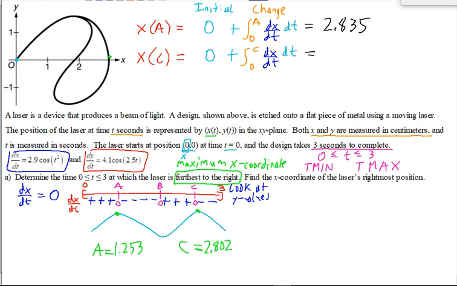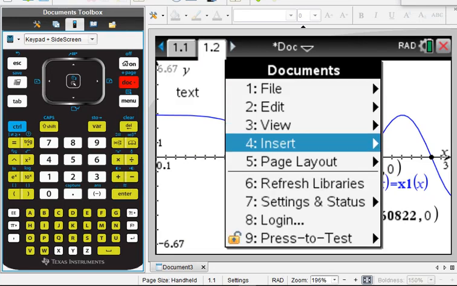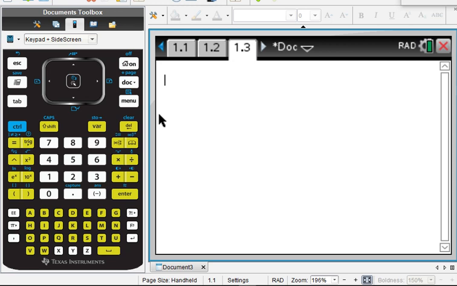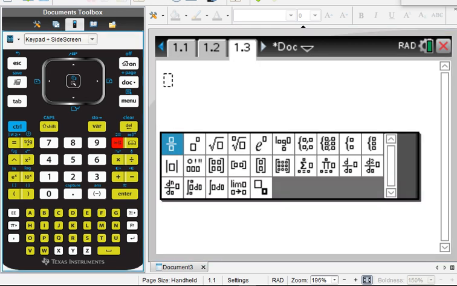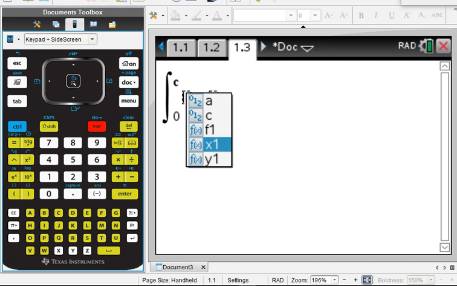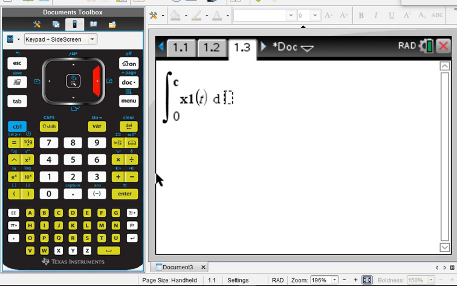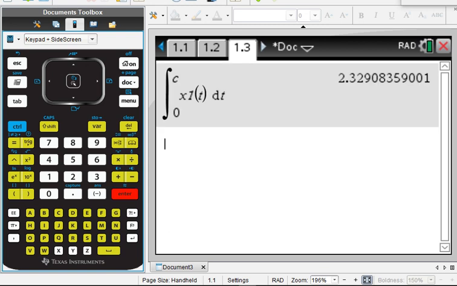And we do the same thing for C on the 84, but let's use the Inspire here. So doc, insert calculator, integral from 0 to C, and you can go var. You can either use y1 or f1 or x1 either way. I'll use the t1 here. dt. I'll use the other one to be dx. And we get 2.329.